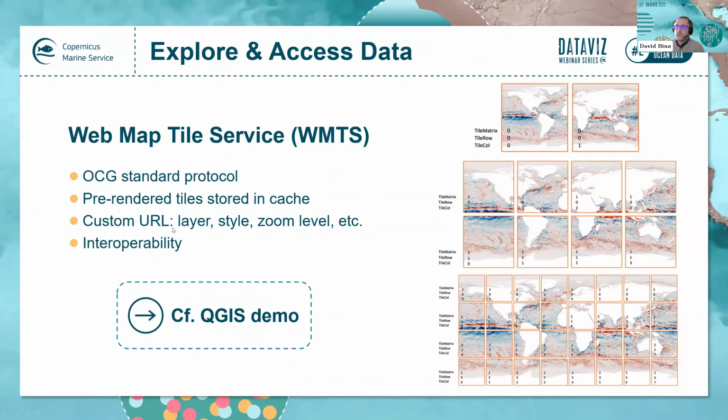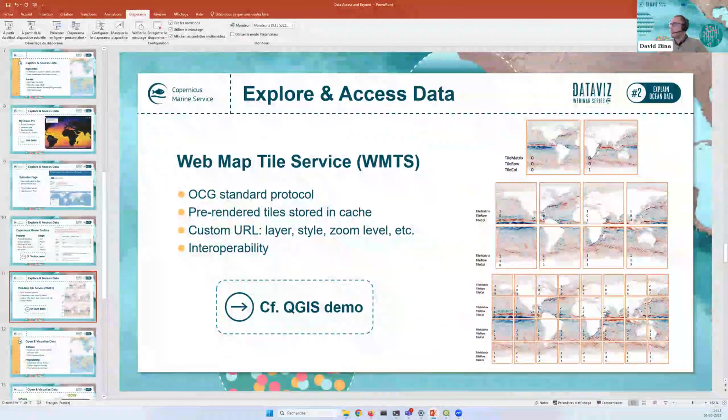And basically, it's a URL, a link, and we can customize it to display the variable, so the layer we want to see. We can fine-tune the style, the zoom level, and other parameters. And it's interoperable, so it means that we can paste this link or use this link either in a web browser or in a software. And I will do it in my QGIS demo just after. So now, let me just leave my PowerPoint one moment.